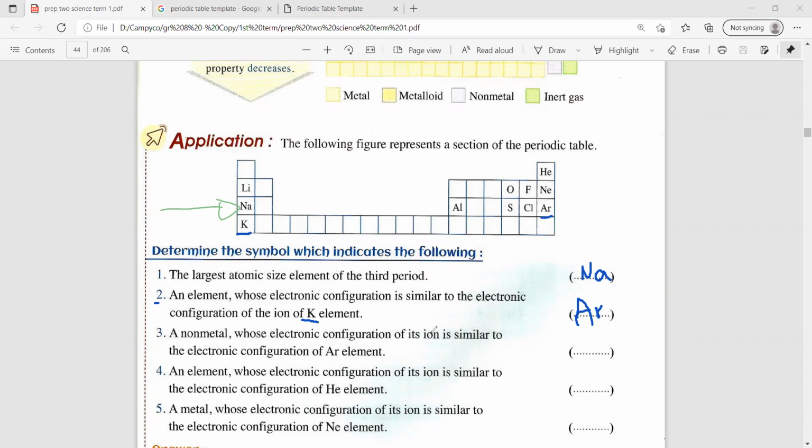Alhamdulillah that I understood wrong. Okay, very good. Salma, number 3. A metal whose electronic configuration of its ion is similar to the electronic configuration of argon element. Non-metal? Okay. Teacher, I'm not sure of the answer. I guess it's aluminum. Aluminum is a non-metal, yes, Salma? Oh, no, sorry.